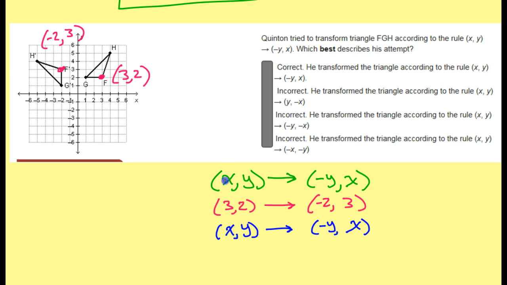Okay, now compare the green rule and the blue rule. He did it correctly. So that means the top one should be it. Alright, he did it right. Alright, and there you go.